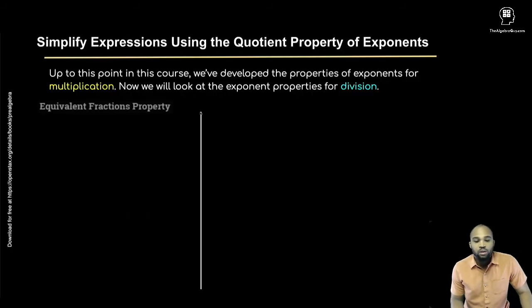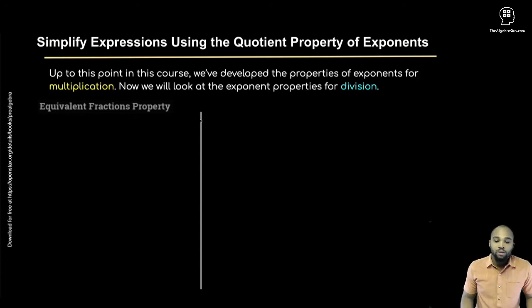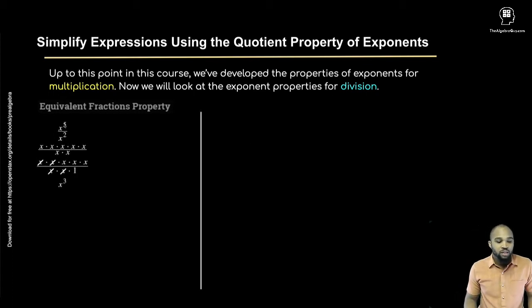Up to this point in the course, we've developed the properties for exponents for multiplication. We talked about the product rule, the power rule, and such. Now we're going to look at division. So what if I had x to the fifth divided by x squared? What you're really saying is I have 5 x's multiplied by each other and 2 multiplied on the bottom. Well, remember that we can just cancel those x's out. So these x's cancel out to 1, these x's cancel out to 1. Now I just have 3 x's. Well, x times x times x is just x cubed.